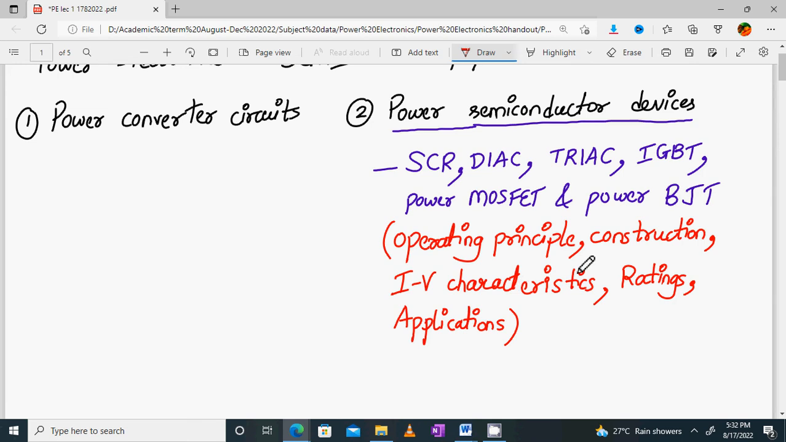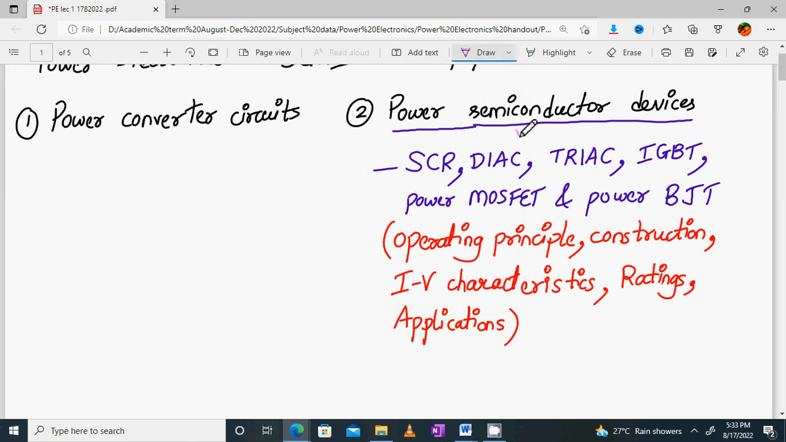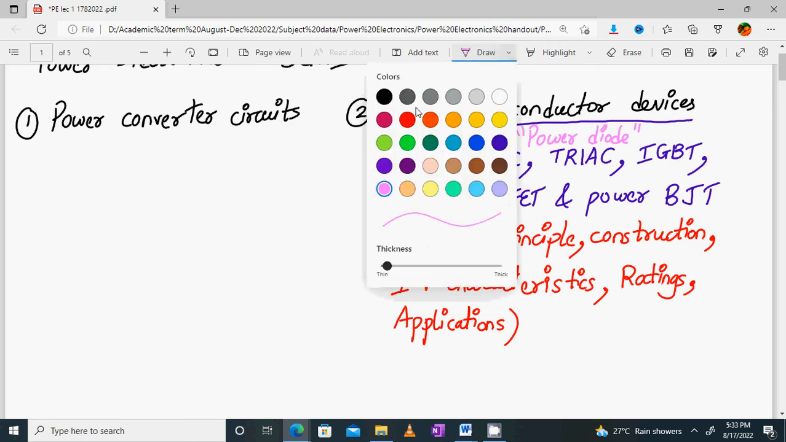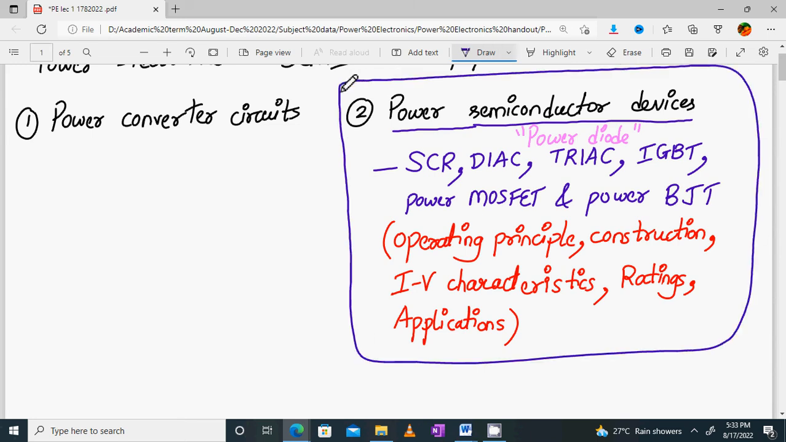Now there is one more device which I have not added over here, which is power diode. We'll briefly also cover power diode because without diodes, the topic of rectifiers is incomplete. So this entire power semiconductor devices part will comprise module number 1 in your syllabus.